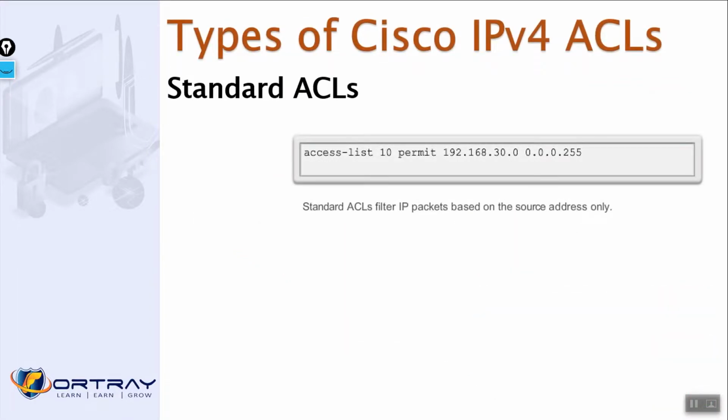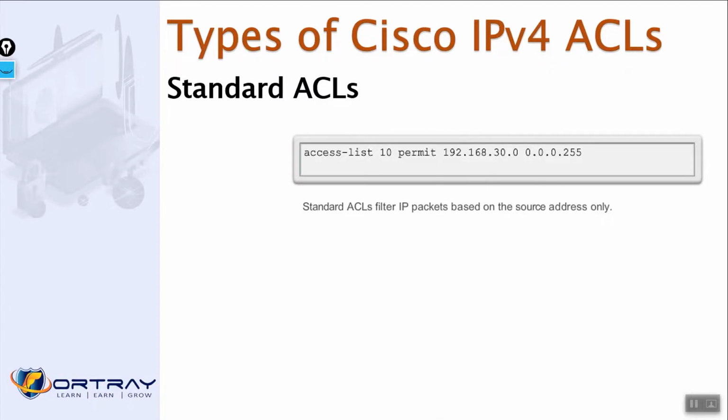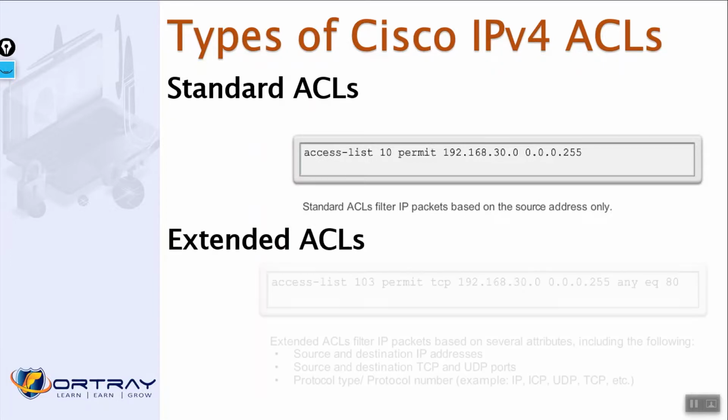So there are two types of access list. Standard access list, for example access list 10. The standard access list only cares about the source IP. It does not care about the destination IP. It just says where the packet is coming from. A standard access list filters IP based on the source address only.